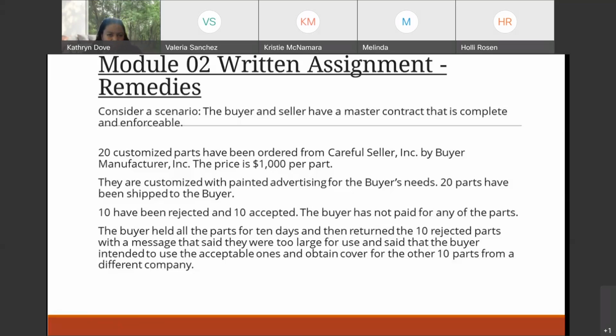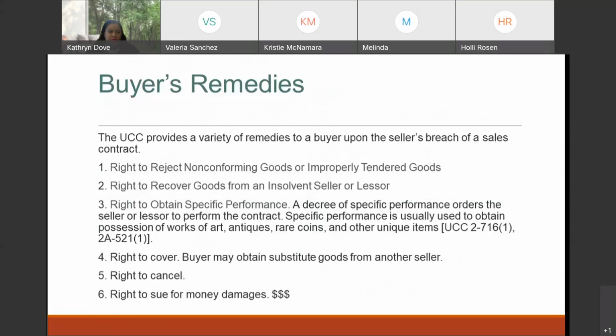What remedy would the buyer have? He wouldn't be able to do that because he had a specific contract with the seller.